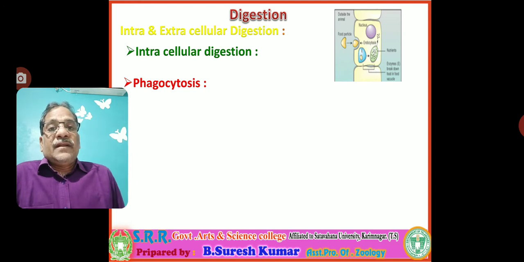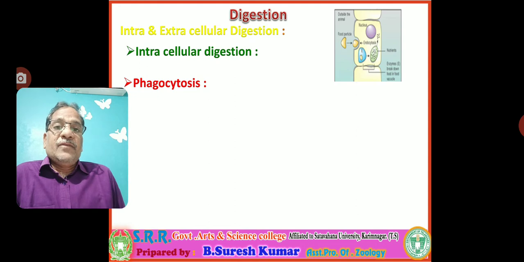If we observe the organization levels of the animals, the animals in the animal kingdom exhibit different levels of organization. First is the acellular level, cellular level, and next tissue grade level, organ grade, and organ system grade level. Like this, different grades were established during the course of evolution. According to that grade, they exhibit their mode of digestion.